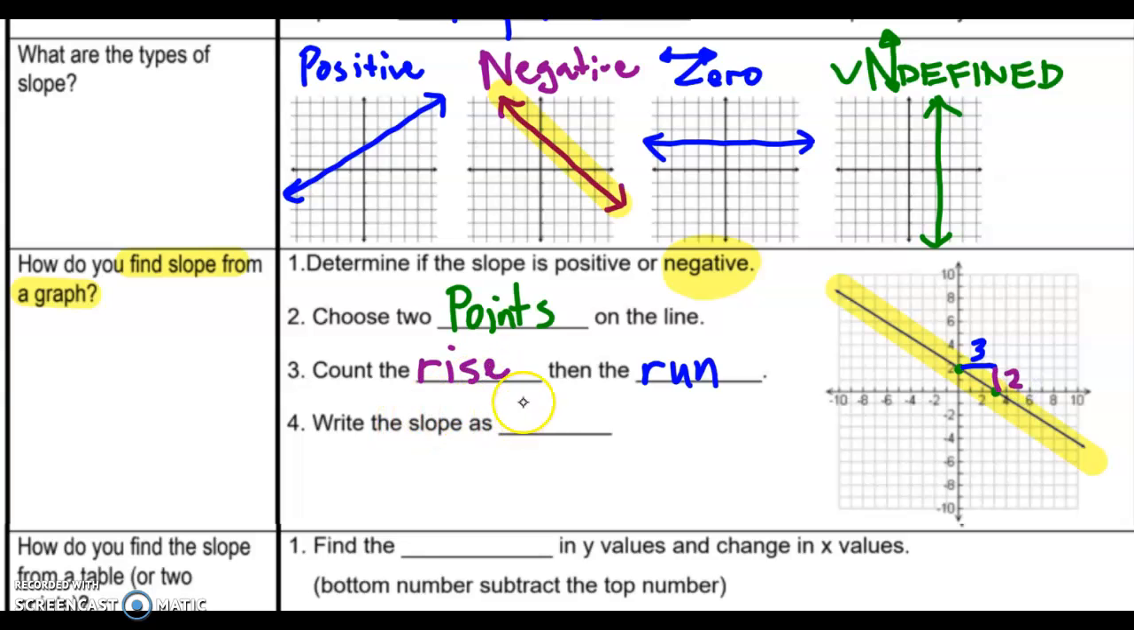Okay, and then we write the slope as a ratio of rise over run. So the rise was 2 and the run was 3. Okay, so yeah, something like that.